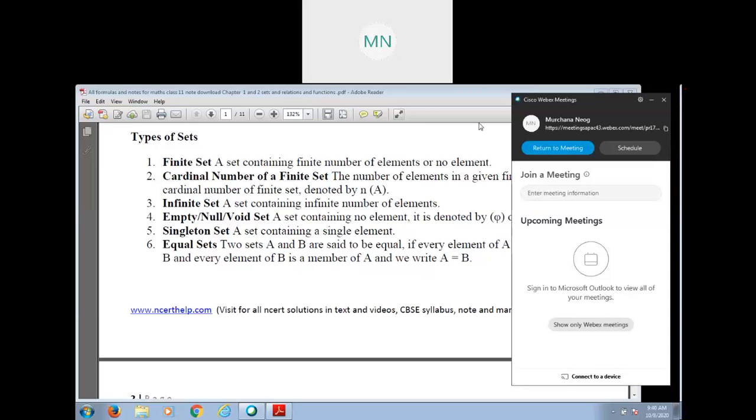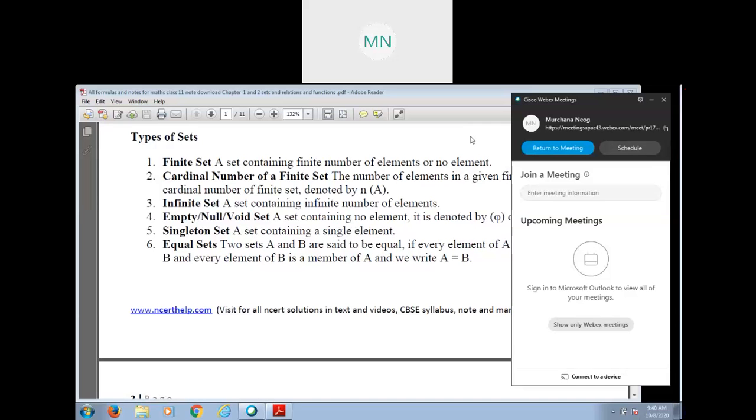Actually, sets are divided into two parts. One is countable and another one is uncountable. Countable consists of two types of sets: the first one is finite and the other one is infinite. Finite means what? A set containing a finite number of elements or no element. That type of set is called a finite set. No element means it indicates the set phi.